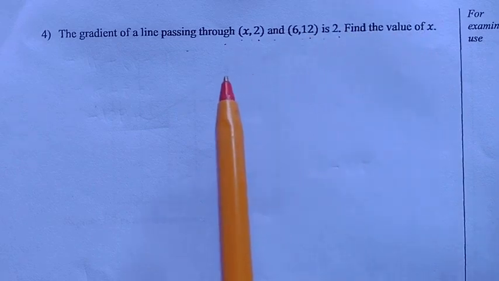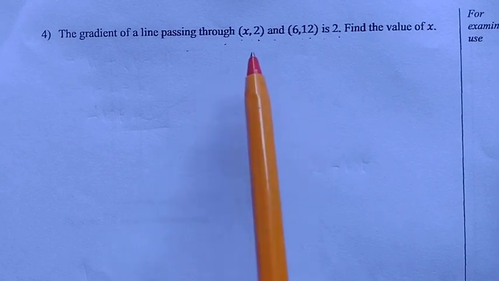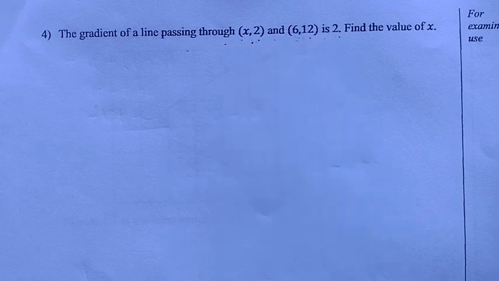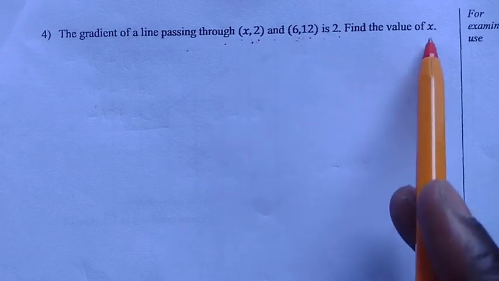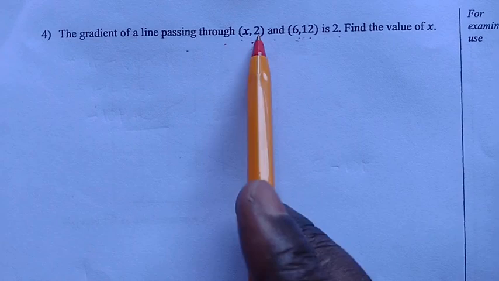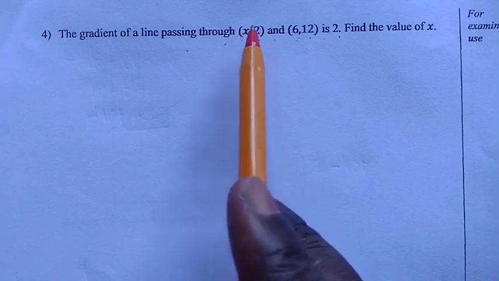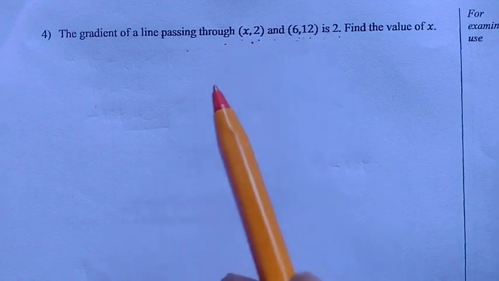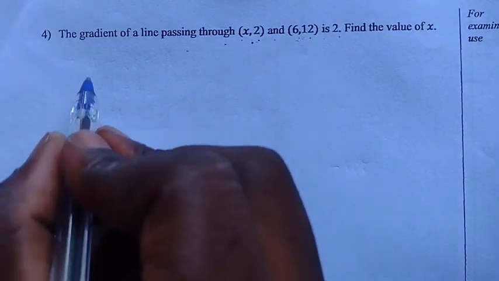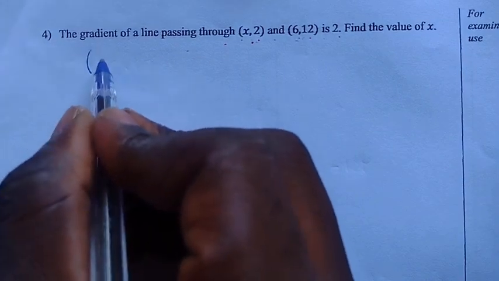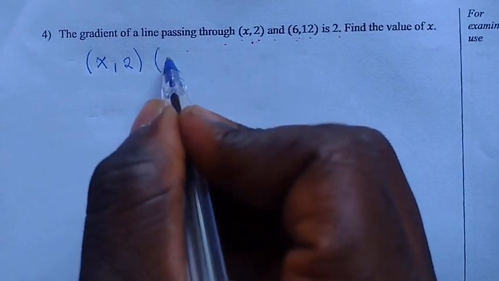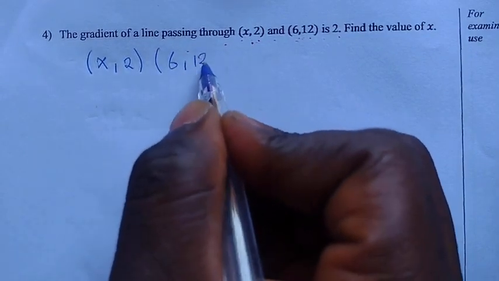So they have given us the gradient of this line that is passing on these 2 points. At that, it's a 2. Okay, so how can we find the value of x? Remember, for this point, they have just given us x, 2. So we don't know the x coordinate, but for this one, it's complete. So in order for you to find the gradient, first, let us write the points that we have. We have x, 2. Okay, then we also have 6, 12.